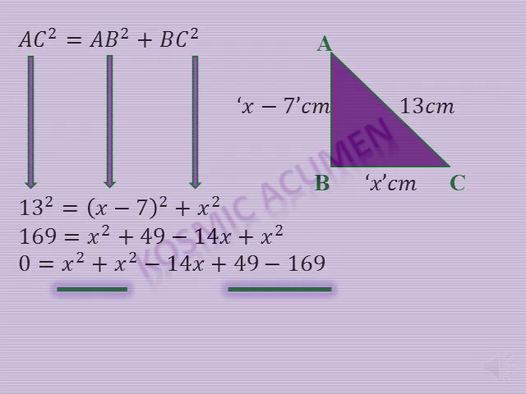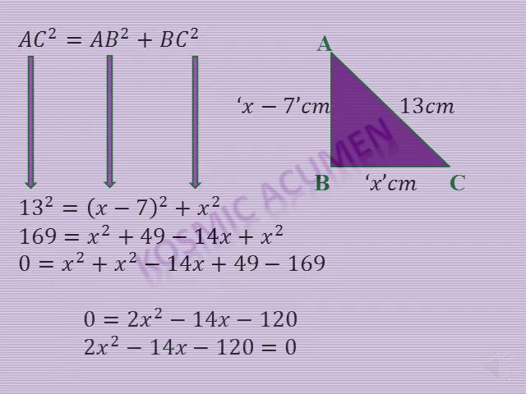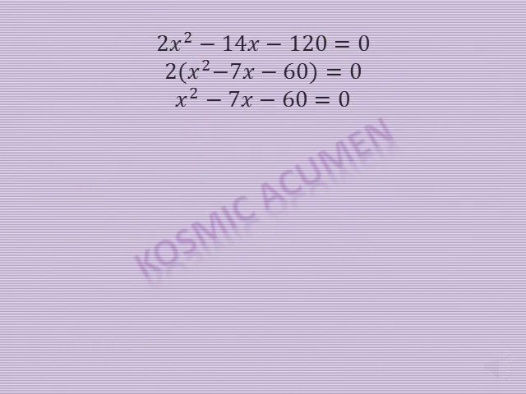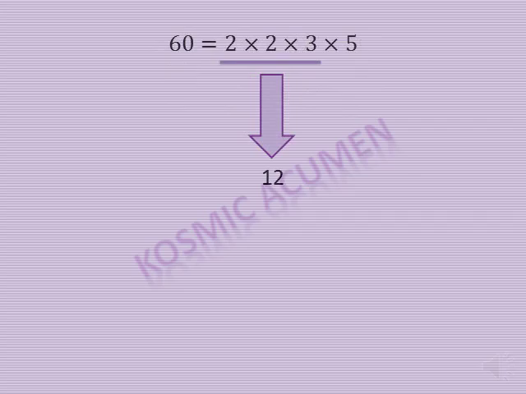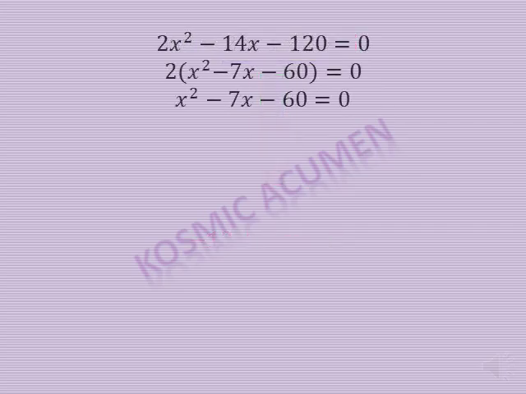So we've done that and the equation that we have is 0 = 2x² − 14x − 120. Further rearranging and taking 2 common from all the three terms here, we find that the equation that now we have is x² − 7x − 60 = 0. Now we solve this equation: we can see that −7x can be written as −12x + 5x. So we'll do that and this is the equation that we have.